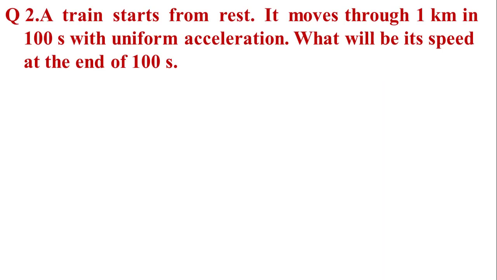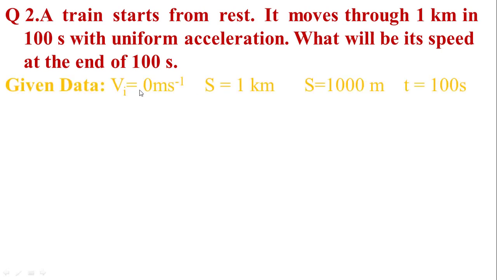In question number 2, a train starts from rest. It moves through 1 kilometer in 100 seconds with uniform acceleration. What will be its speed at the end of 100 seconds? So, given data, a train starts from rest, so initial velocity Vi is equal to 0. Distance travelled is 1 kilometer, so S is equal to 1 kilometer. 1 kilo is equal to 1000, so distance S is equal to 1000 meters. Time T is equal to 100 seconds. Then we find the acceleration A and final velocity Vf.